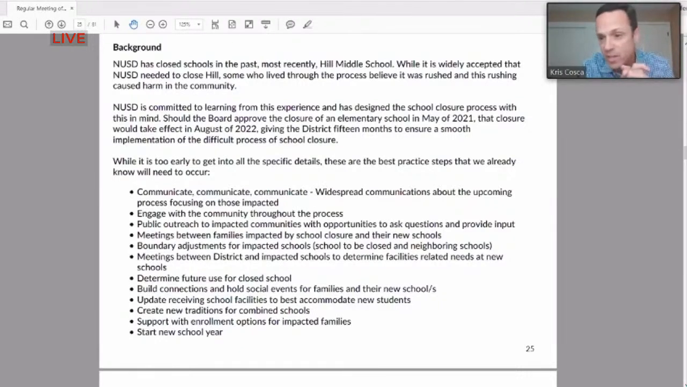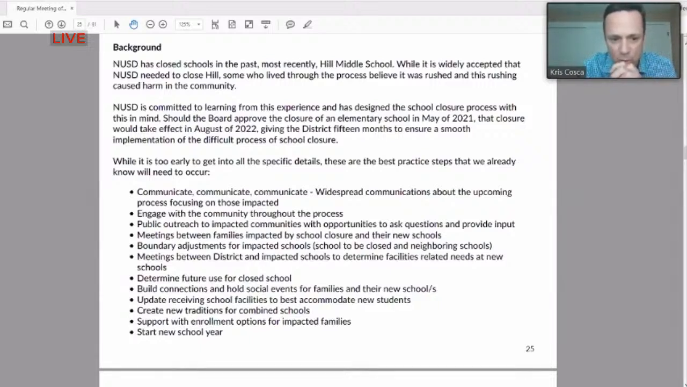We need to look at the facilities, make sure that the facilities are ready to receive more students and new students. We need to start making new traditions. Every elementary school has its traditions that have lasted for a long time. And I feel like as we merge schools together, that's an opportunity for us to make new traditions and start new things, so that it's not just the new kids that have to adapt into a new culture, but there's actually a new culture that's built on that campus supporting the previous students and the new students.